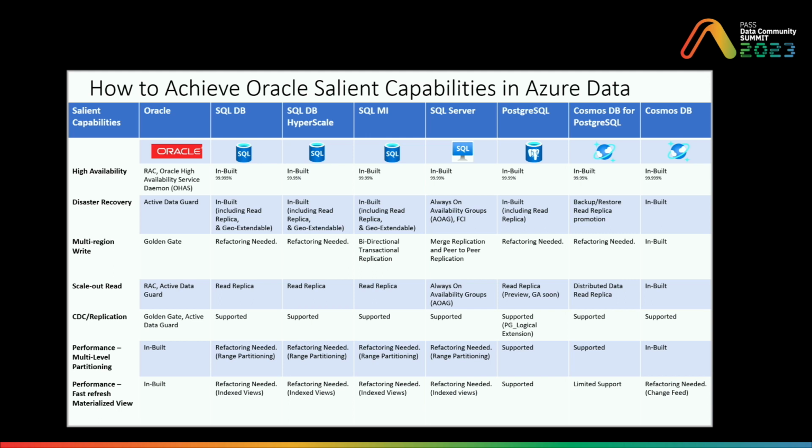If, on the other hand, there are customers who are saying, I'm using Oracle RAC for high availability, can I achieve similar high availability in the case of any targets on Azure? Our answer is yes. You can achieve that as part of SQL DB, SQL Managed Instance, PostgreSQL, Cosmos DB, all of them.